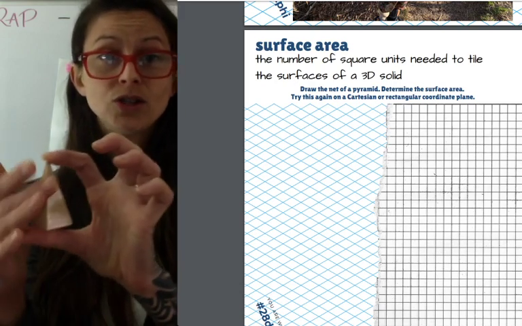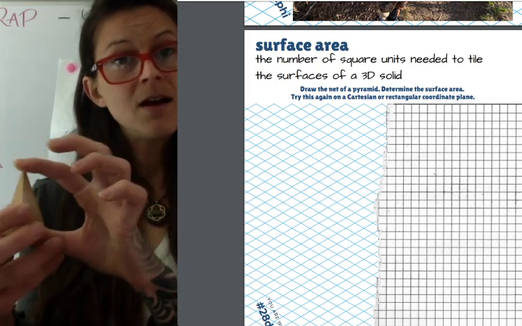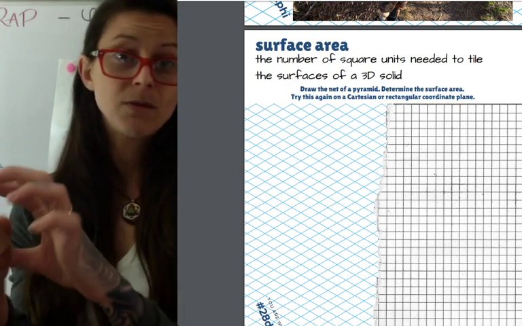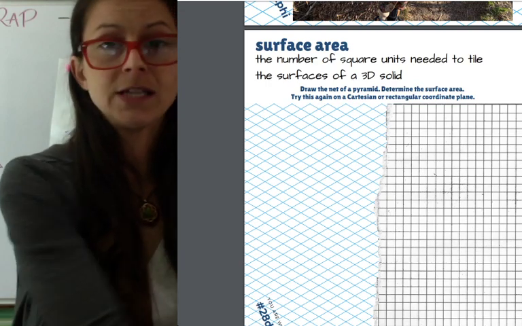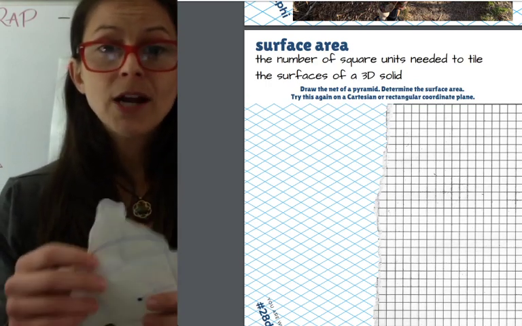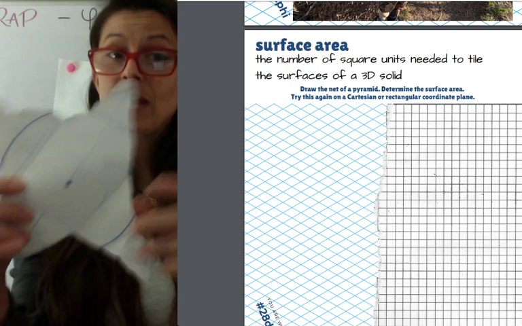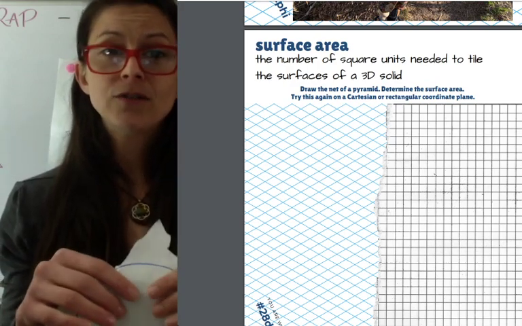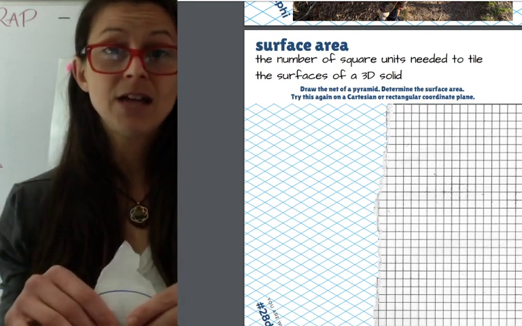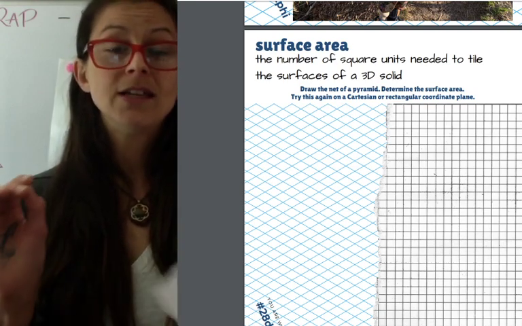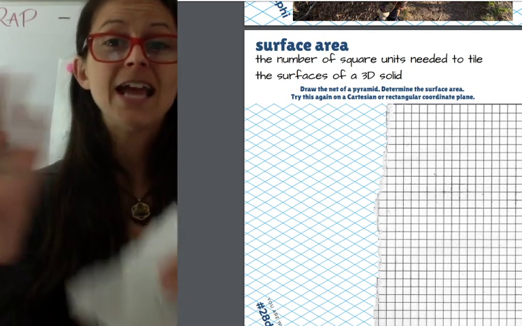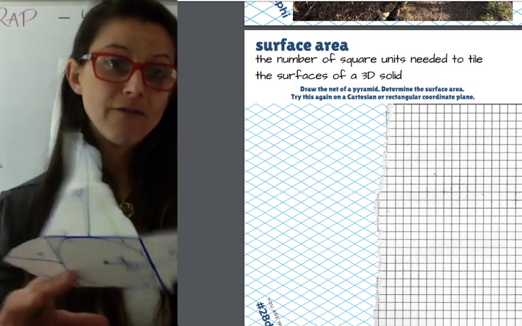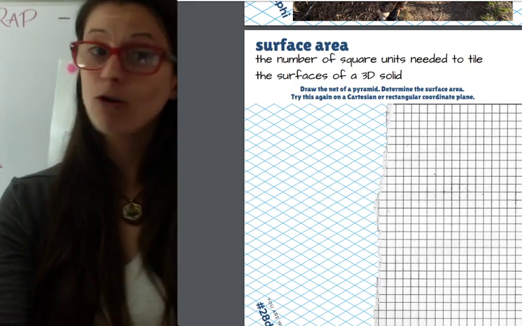We would want to know the surface area, because often paint products will tell you this bottle will cover about blank square feet or blank square meters, right? So surface area. So what I want you to try to do is draw the net of a pyramid. We created a net yesterday. I'm going to show you how to draw it again as a review. Determine the surface area. We'll estimate just to save time. And then we want to try this on one, an isometric grid, and two, a coordinate plane, and see what the benefits are of graphing it on an isometric graph versus a coordinate graph.